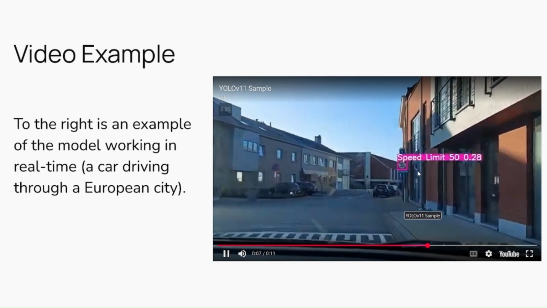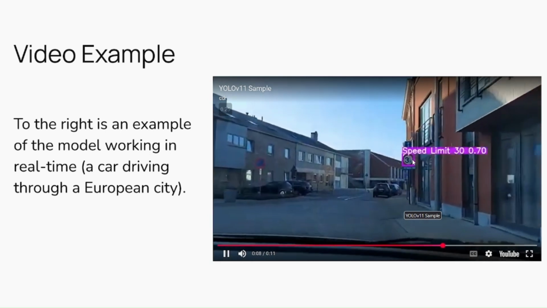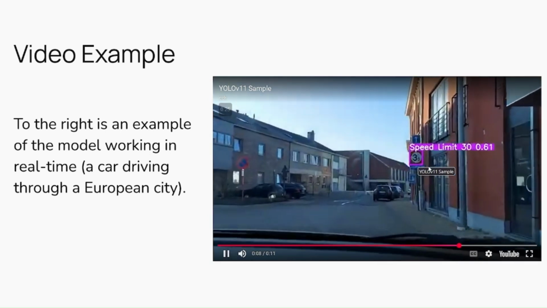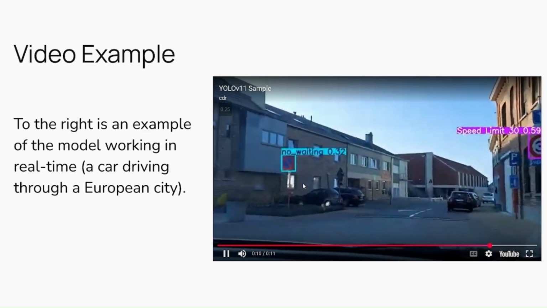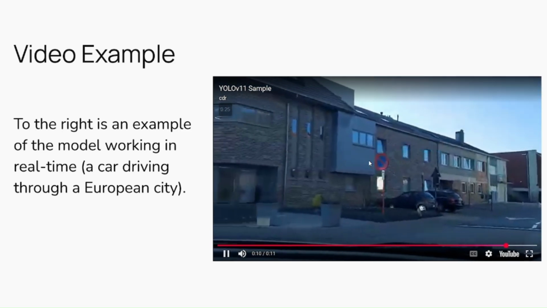Here it's thinking this max weight sign is a speed limit sign. But that's okay because we didn't quite train it on the weight signs. And it's getting the no waiting sign.